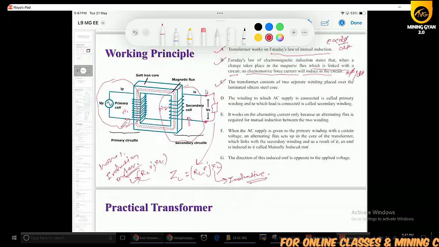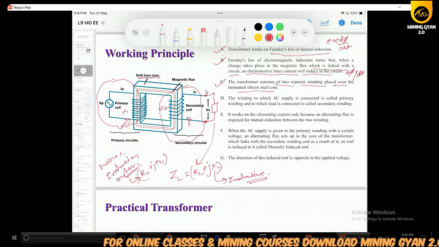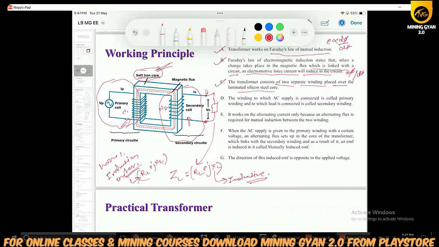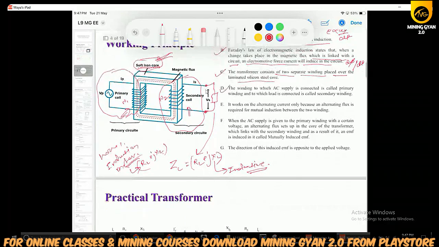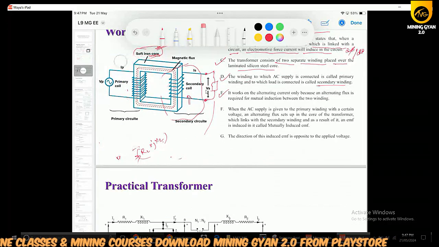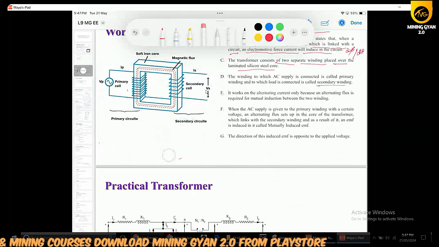Then the transformer consists of two separate windings placed over a laminated steel core. Why laminated? Because we want to reduce the core losses, and that's why we have to go for the laminated steel core. The winding to which the AC supply is connected is called the primary, and the winding to which the load is connected is called the secondary winding. It works on alternating current only, because alternating flux is required for the mutual induction between the two windings. As there is no rotating part, obviously the coil cannot rotate.